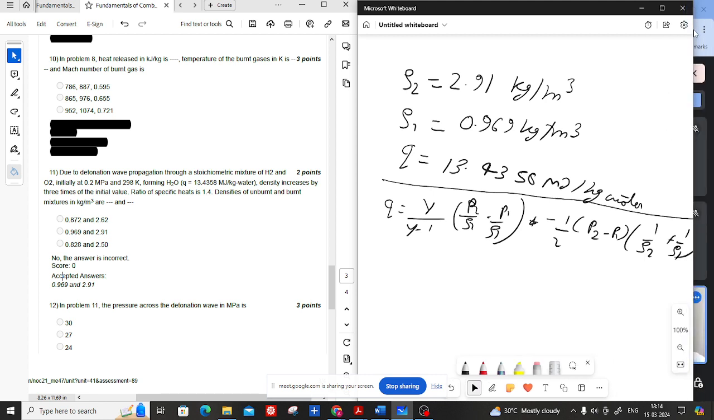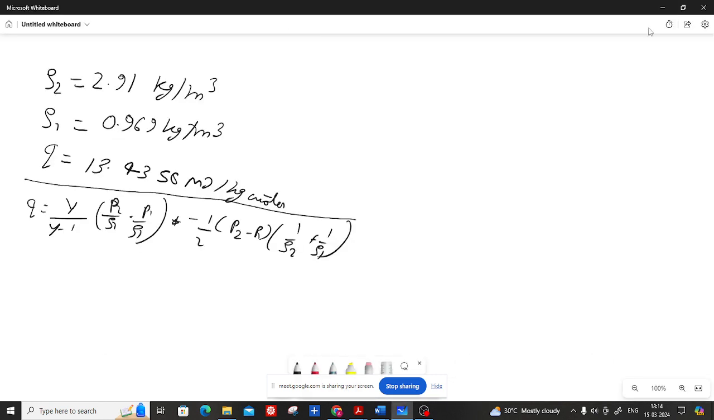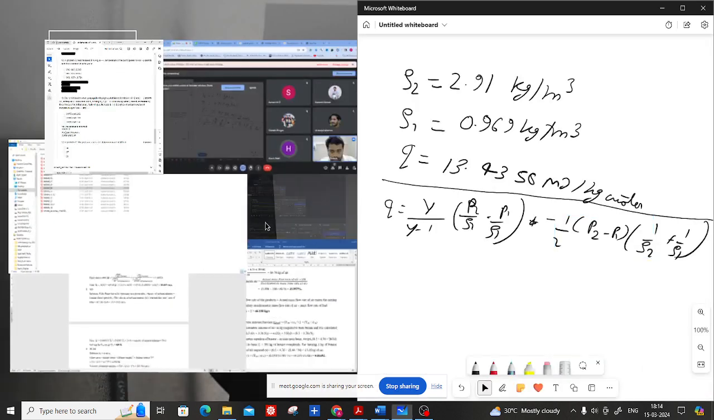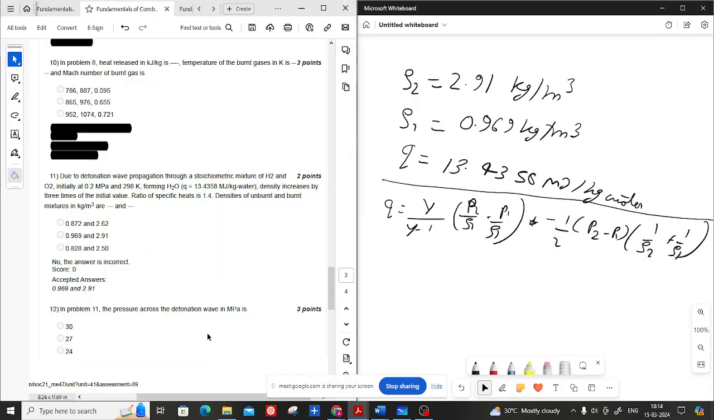Yeah, that is true. But you need not remember this equation. If you use a fundamental equation, then also you can get the answer. Your approach is correct, but you are getting the wrong answer. Your answer is not 30. Definitely your approach is correct.